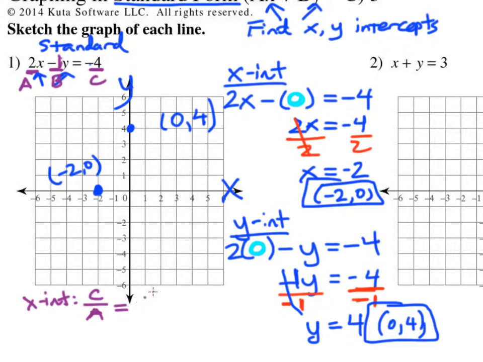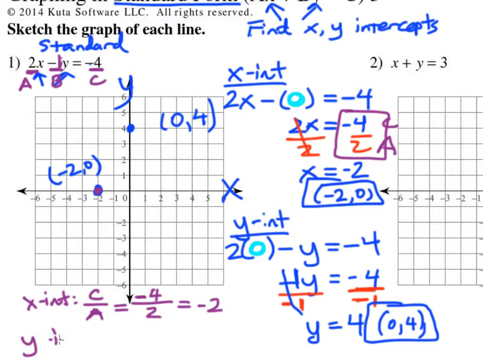So negative 4 divided by A, which is 2. Negative 4 over 2 gives me a negative 2. And isn't that exactly what we did right here? C over A. So we get negative 2, comma 0. There it is. We don't have to do it twice.